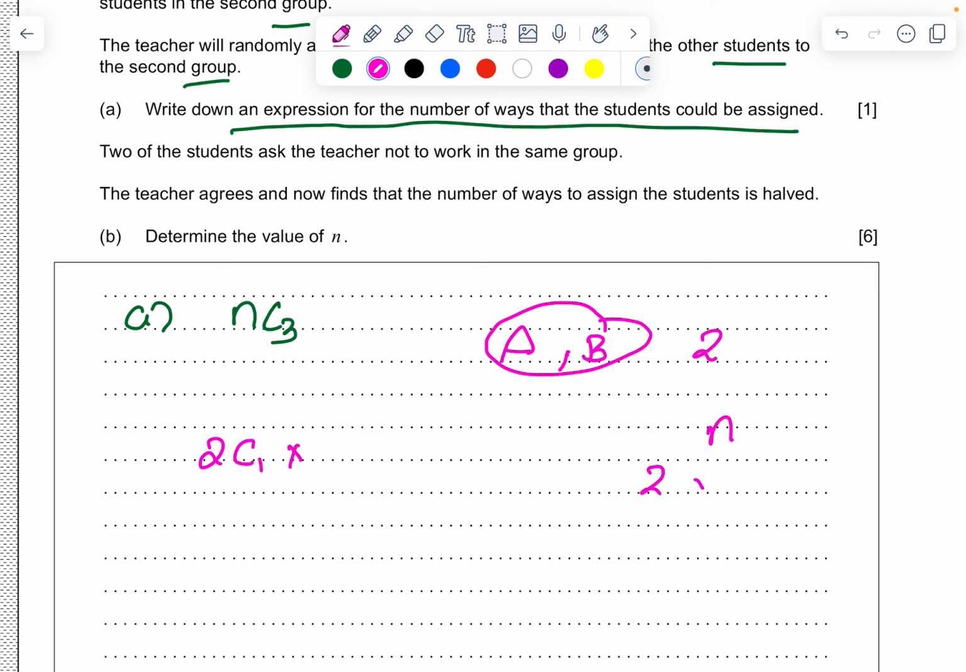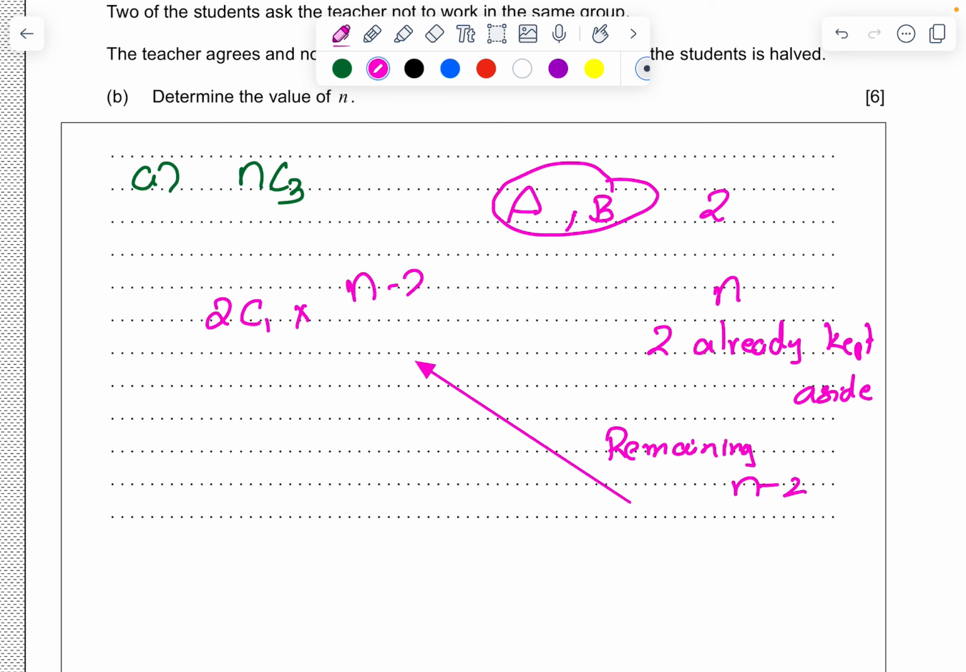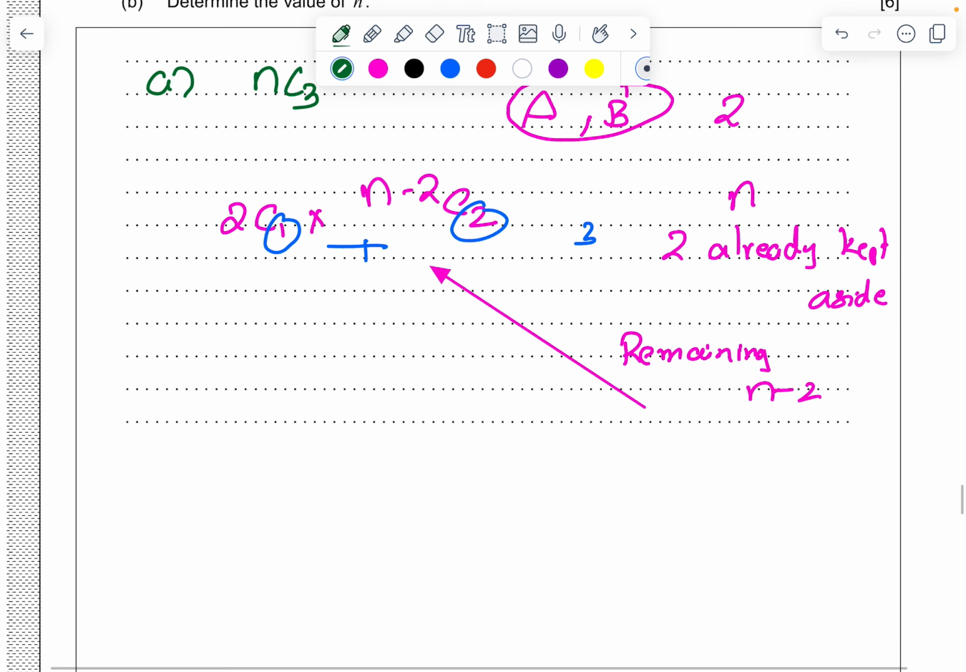From this n minus 2, I have to select two more, n minus 2 C2. Why? Because already one is selected and two more will be selected, so they will add up to 3 students. So this is the first group, or any one of the groups. And he says that now it is halved. So 1 upon 2 NC3 will be equal to 2C1 times n minus 2 C2, because it has been halved.